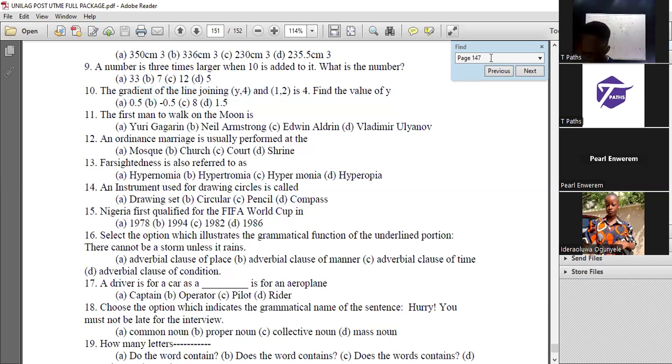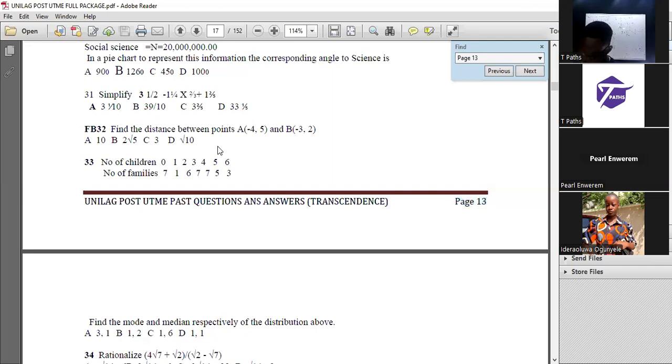Okay. You see it on the screen now. The question says, find the distance between points A (minus 4, 5) and another point B (minus 3, 2). The question is, what am I asked to find?